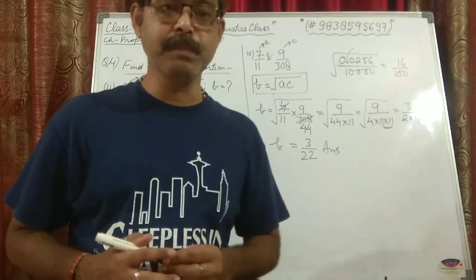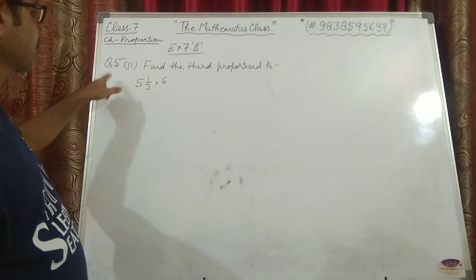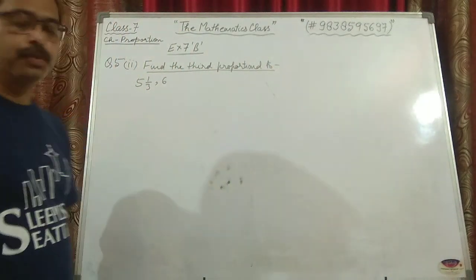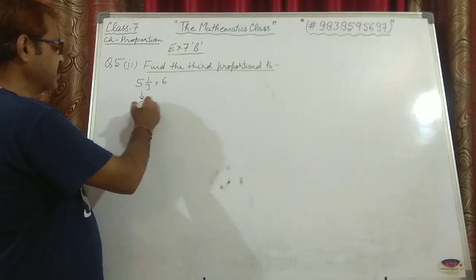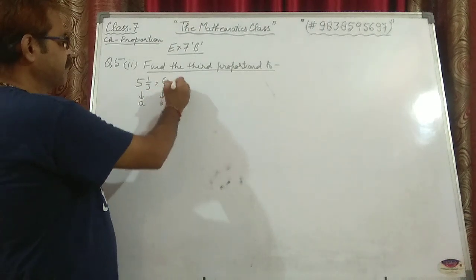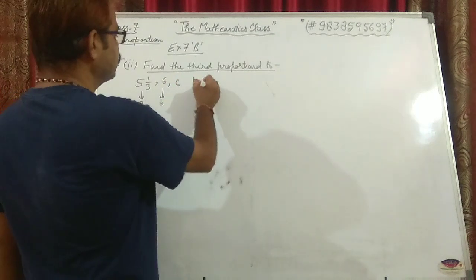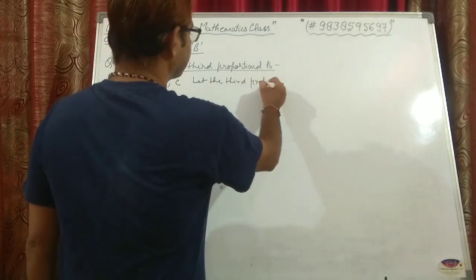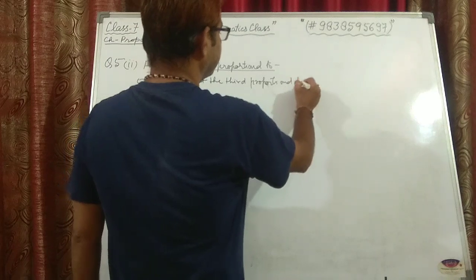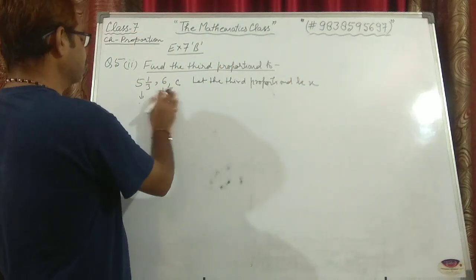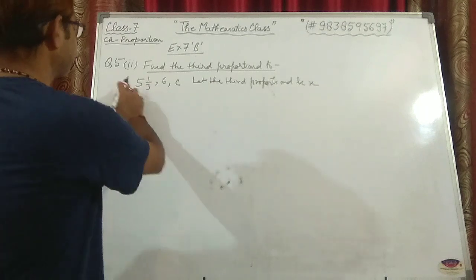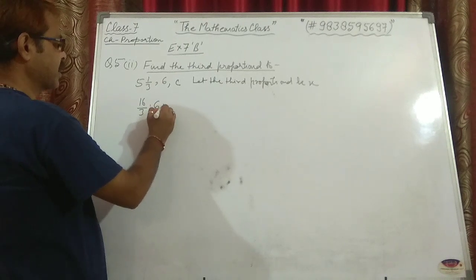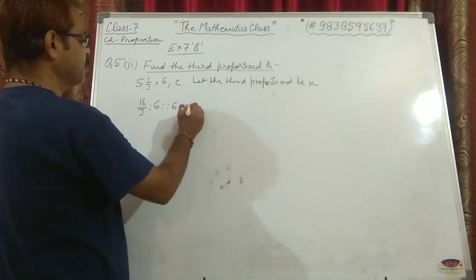Now we move on to question number 5. I have taken the fifth question, second part. They say find the third proportional to. Means this is A, first one, this is B, second one, and we have to find the C. So we will assume let the third proportional be X. Now first we'll convert this into fractions, 5 3/15 and 16. This will be 16 upon 3 is to 6, again proportion 6 is to X.